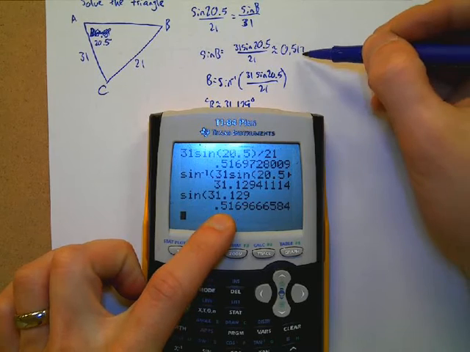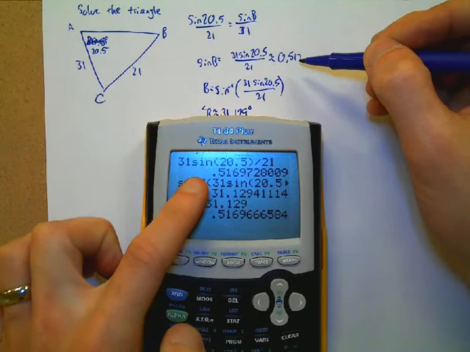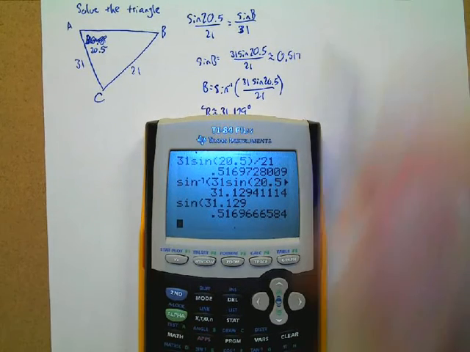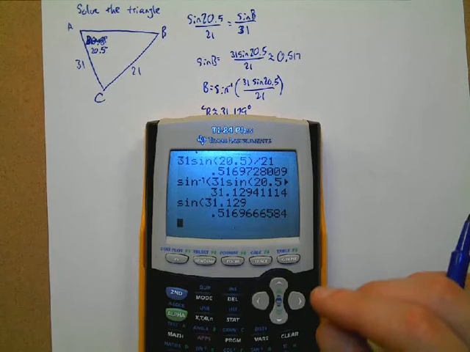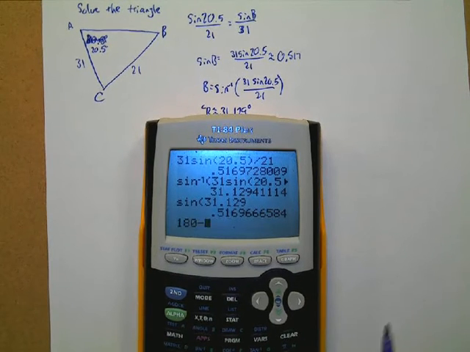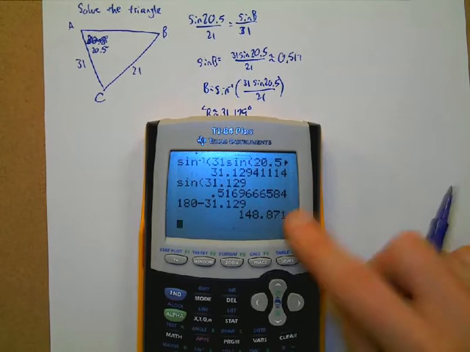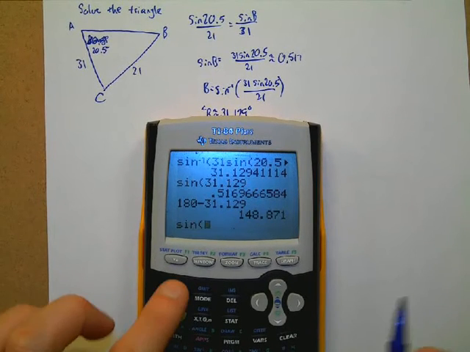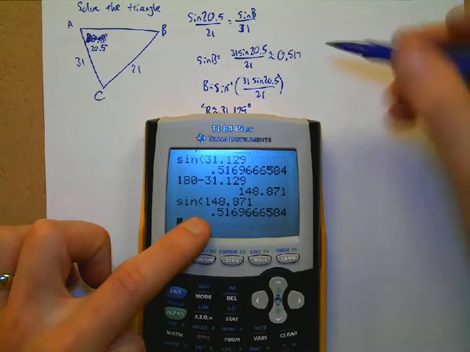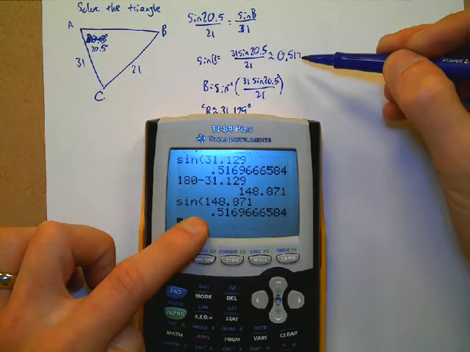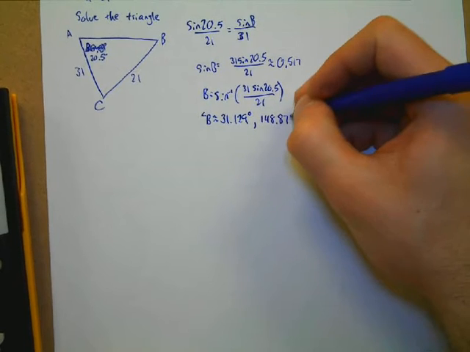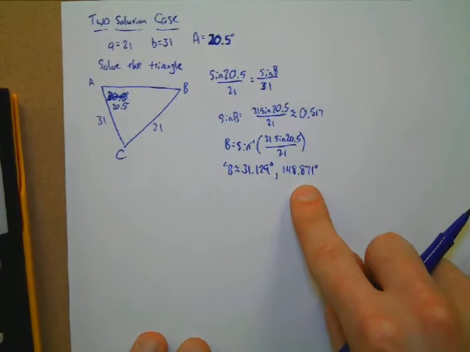But there's another angle, and here's where that two-situation case comes up. There's one other angle. If I do 180 minus 31.129, I get 148.871, which when I take the sine of that, it also is just about 0.517. And so we also need to consider that one. Does this second angle make sense in this triangle? Is it possible? With a 20.5, it is. 148 plus 20.5 is less than 180, so we'll have some angle measure left over to then have an angle C as well.